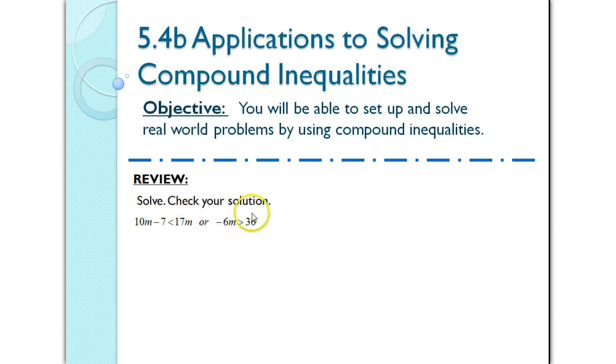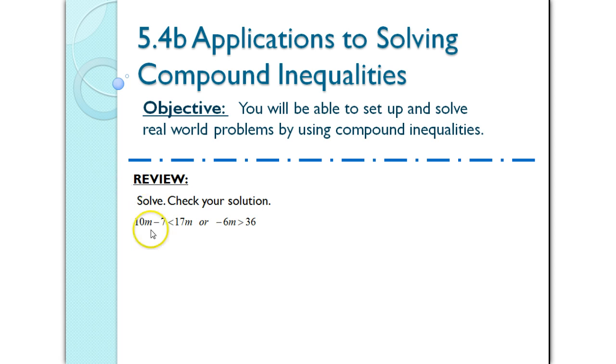So below I have an inequality listed. We have 10m minus 7 is less than 17m, or negative 6m is greater than 36. So I'm going to start by identifying this as a union. I'm going to solve these two inequalities as separate inequalities, and I should get two values as my answer.